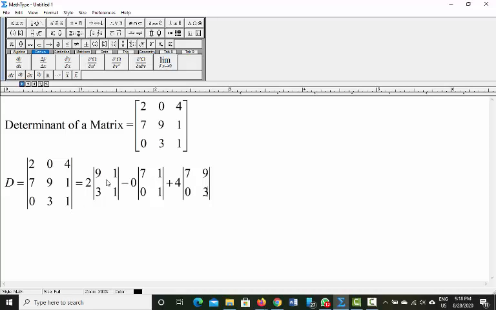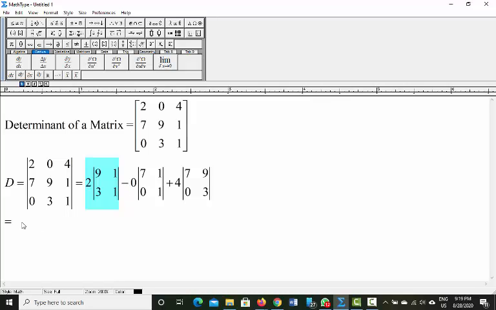So let me revise again. 2 9 1 3 1 correct, 0 7 1 0 1 correct, and this one 7903 correct. So now what we will do, right? Now we will calculate this one first.